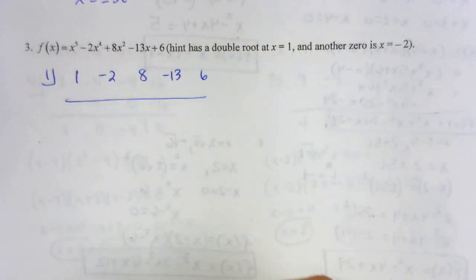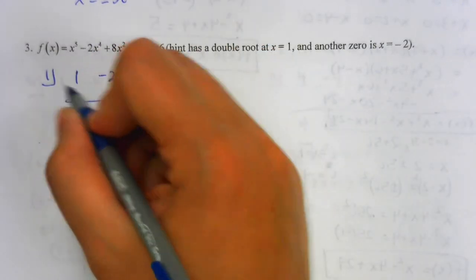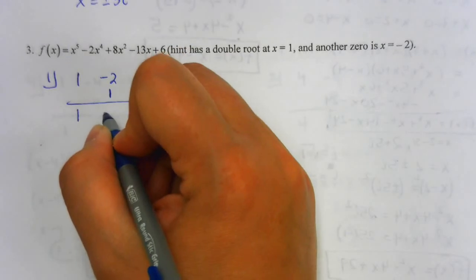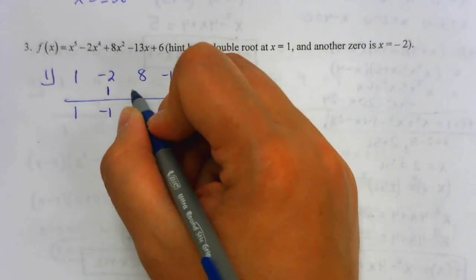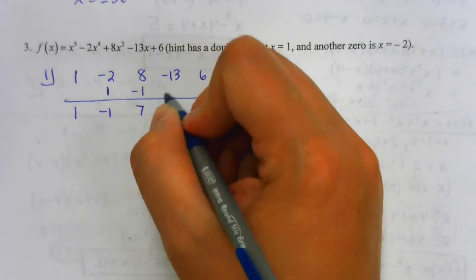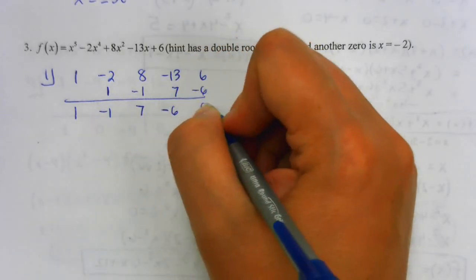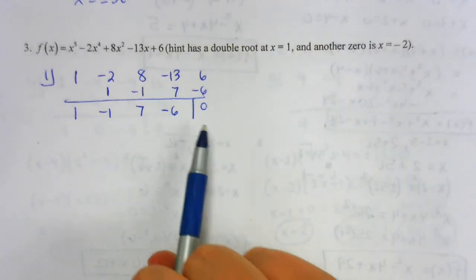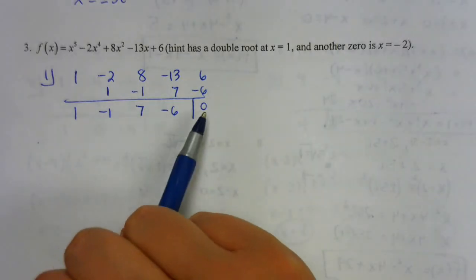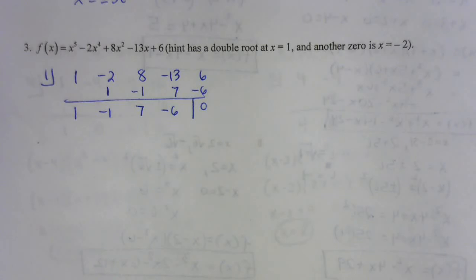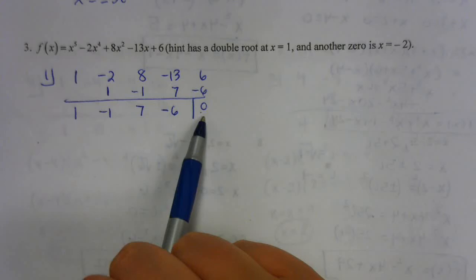So I wrote down my coefficients, and then we bring it down, we go back and multiply, we add straight down, we go back and multiply it times the box, add straight down, go back and multiply, add straight down, go back and multiply, add straight down. We got a 0. Had we done this and not gotten a 0, there's either an error in your arithmetic or it wasn't really a factor. So be careful. Remainder should be 0.